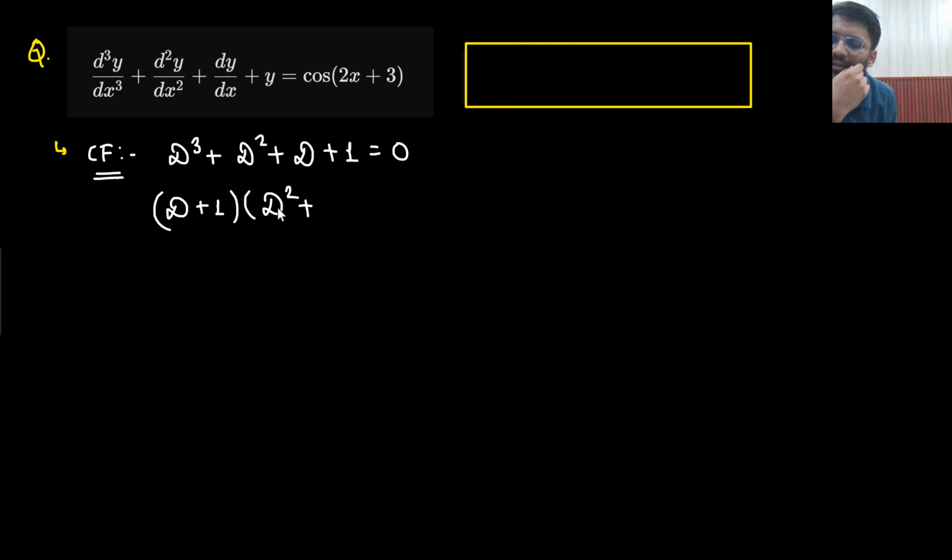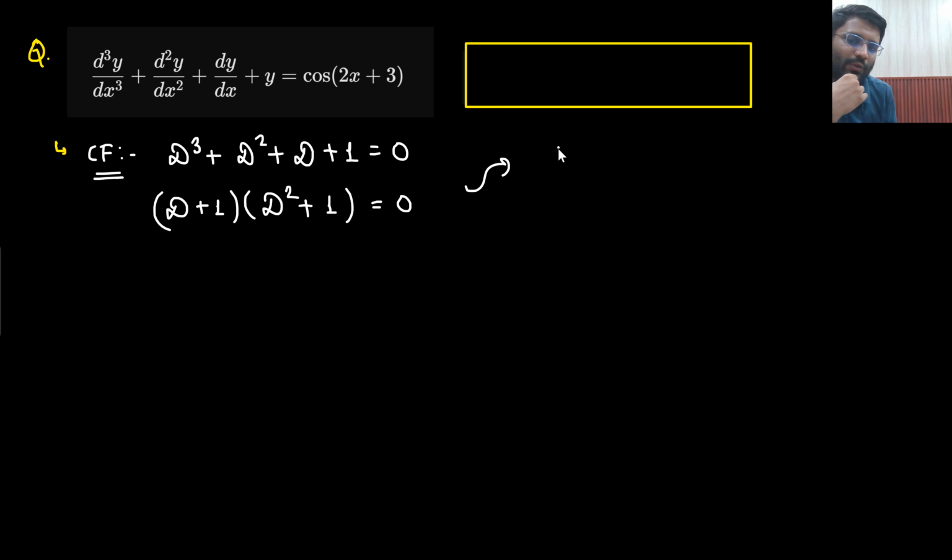Now what you need? You need D, right? So D cube plus D square, plus D plus 1 equals to 0. This is the scenario. So it could be written as D cube plus D plus D square plus 1. So the values of D we are getting are minus 1, j and minus j. Did you understand it or not? This factorization you would have understood.